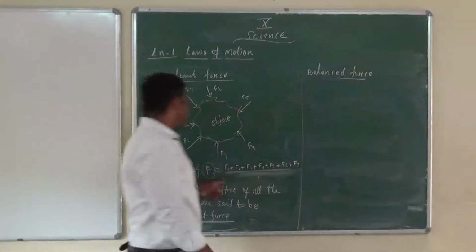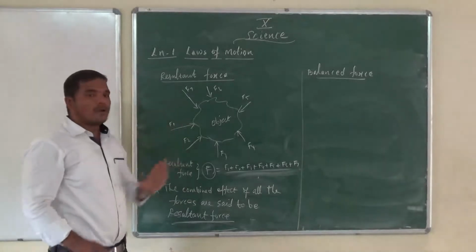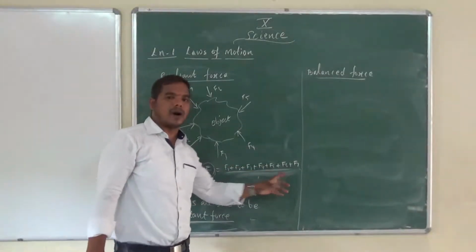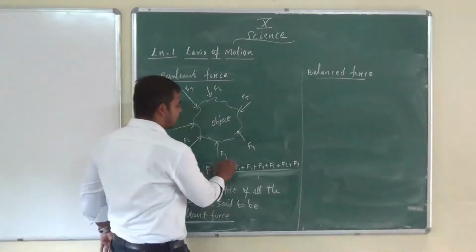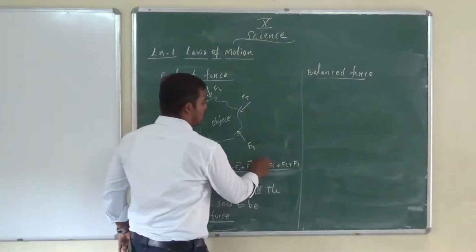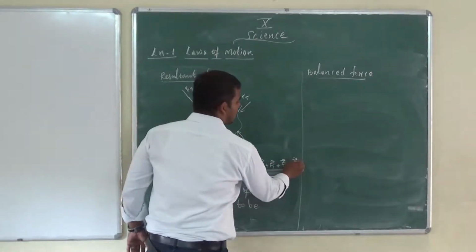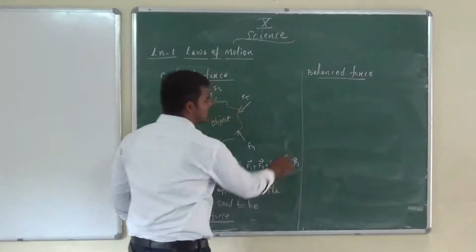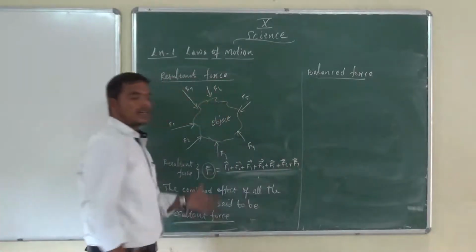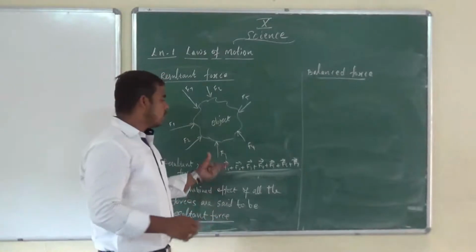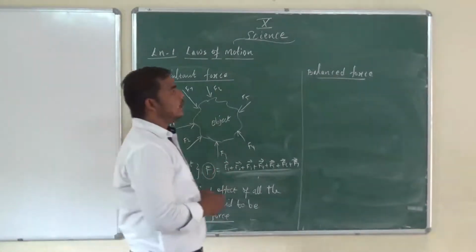So one more point here. When we add all the forces, the combined effect should be the vector sum. We have to add in vector form, not in the ordinary form. I'll explain it in your 11th standard lessons. What vector addition is, is not available in our syllabus, so you have to note it down: the vector sum.